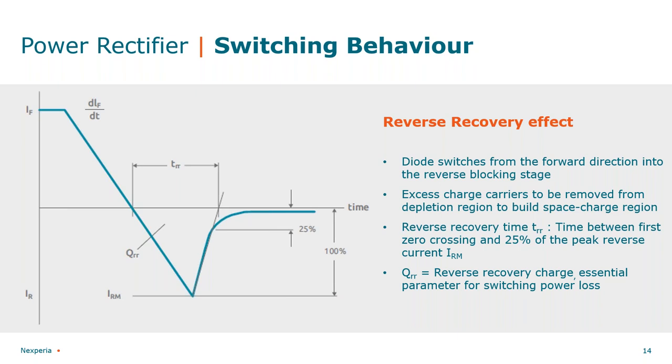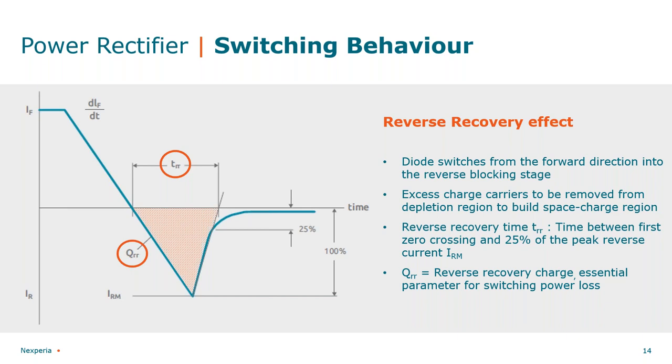And you can see that the current, starting from the forward current IF, ramps down with a certain DIDT. And the current through the diode even passes the zero line and becomes negative. And also that is due to the excess charge carriers, as Hoan mentioned before. I would like now to define two very important parameters in the switching event. The first one is the TRR, the reverse recovery time. And this is defined as the time between the first zero crossing and 20% of the peak reverse current, the IRM value. And the second one is the QRR, the so-called reverse recovery charge.